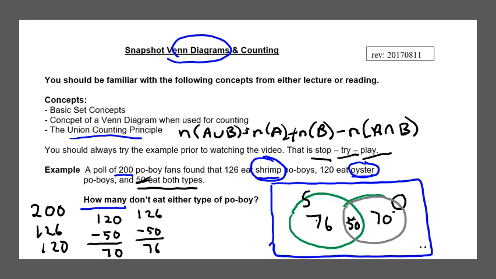All right. Now for the 200. If you think about it, for the 200, that's the universe. But in my universe, I have accounted for 76 people.